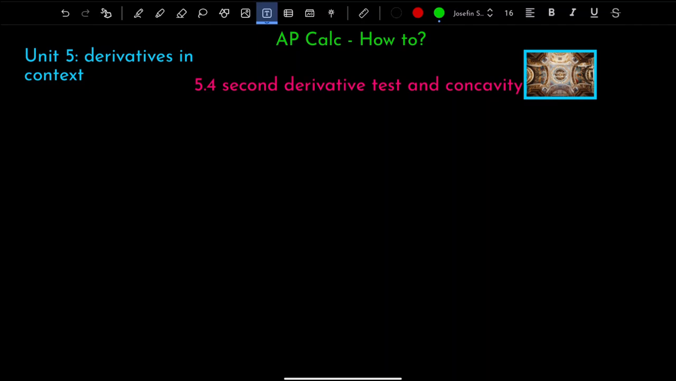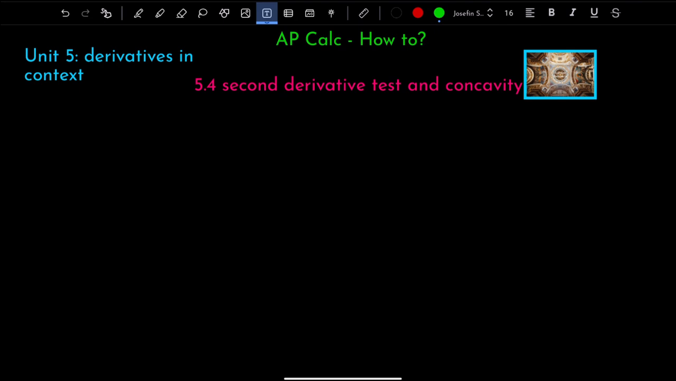In this video, we're exploring the power of the second derivative to analyze graphs, including concavity, points of inflection, and using the second derivative test to identify local maxima and minima. We'll break down what the second derivative tells you, how to find inflection points, and then we'll walk through 3 classic examples together. Let's get started.